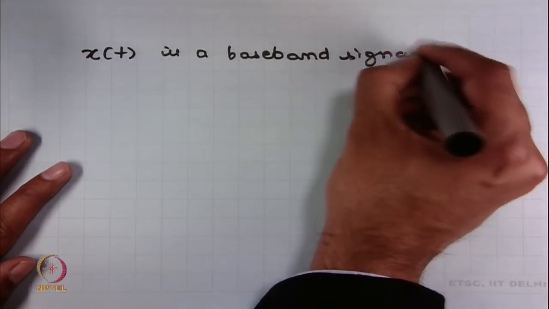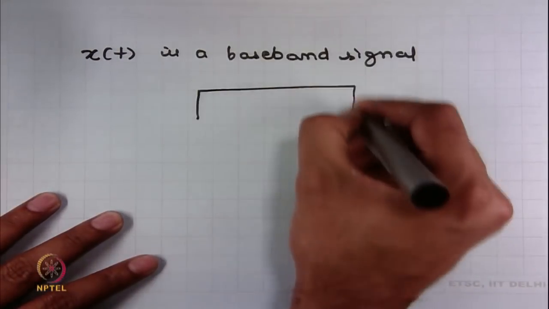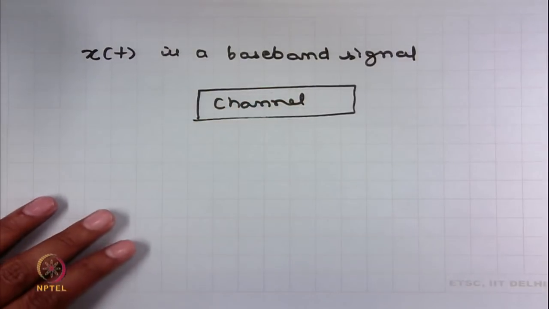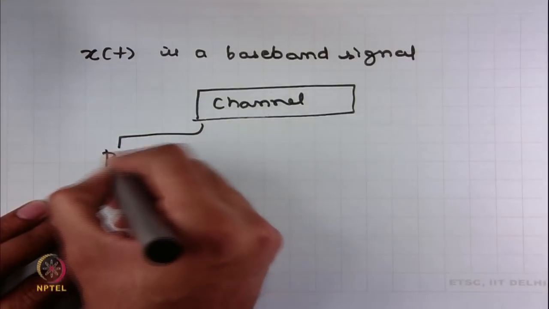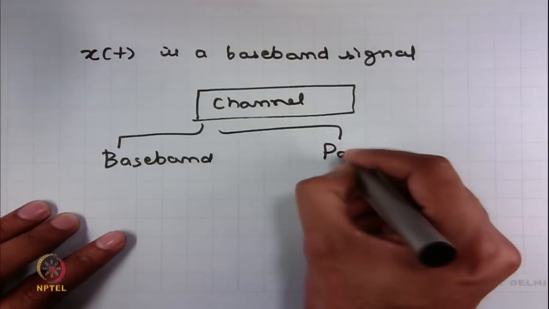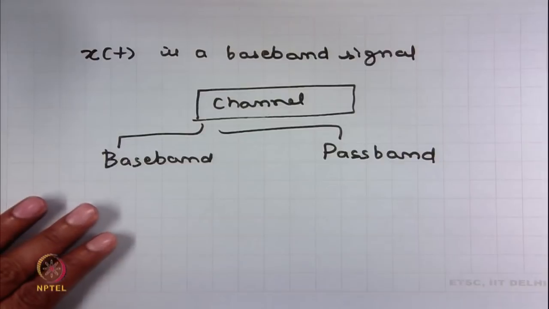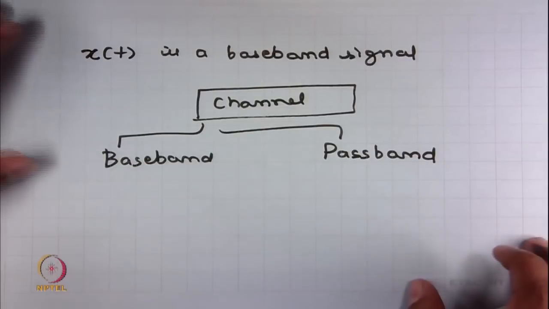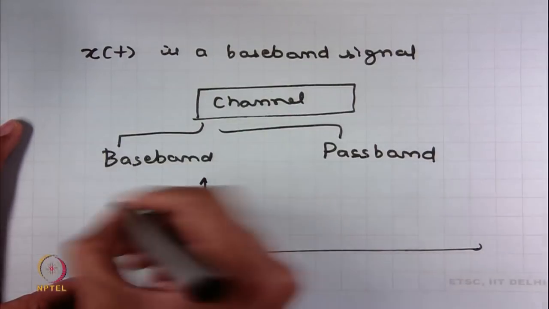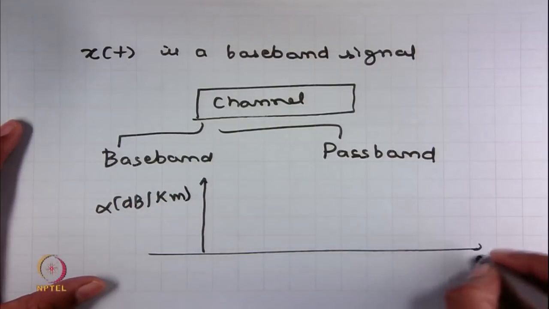Okay. And the channel can be a baseband channel or it can be a passband channel. We have also seen these issues in lecture 6. For example, in the case of wired, we have already plotted the attenuation versus frequency curve. Let me plot it again.